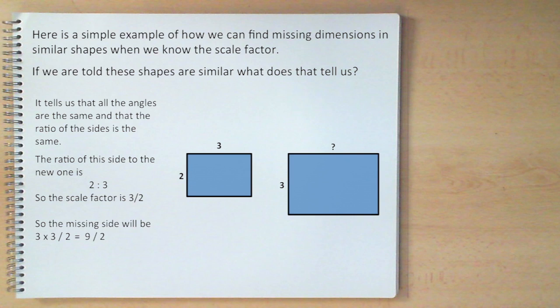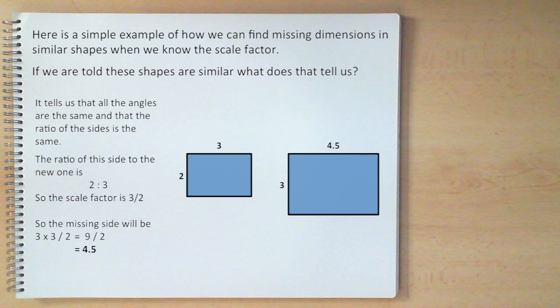So the missing side is 3, the length in the original shape, multiplied by the scale factor, which is 3/2. We work that out above, and that gives us 9/2, or a length of 4.5 units. That was a very straightforward example with only one side to work out. As long as you remember that the ratio will be the same for all sides, this can help us with more complex problems. Let's have a look at something a little bit harder now.